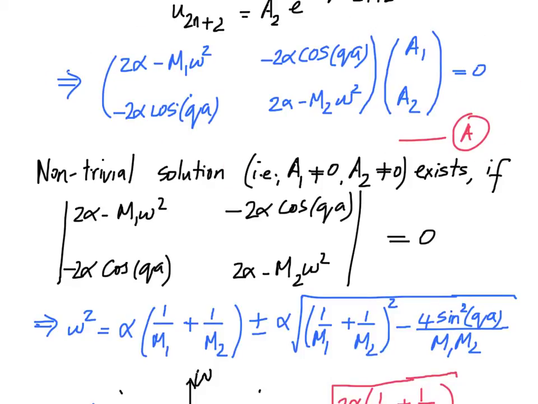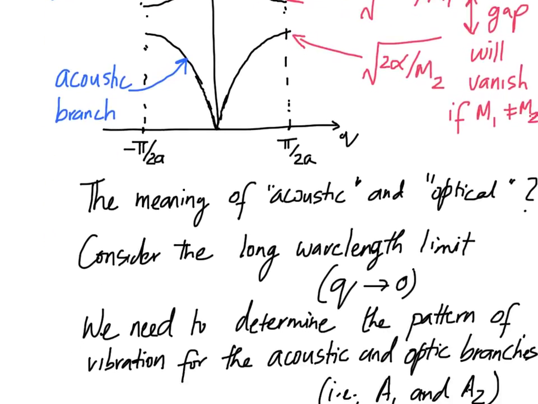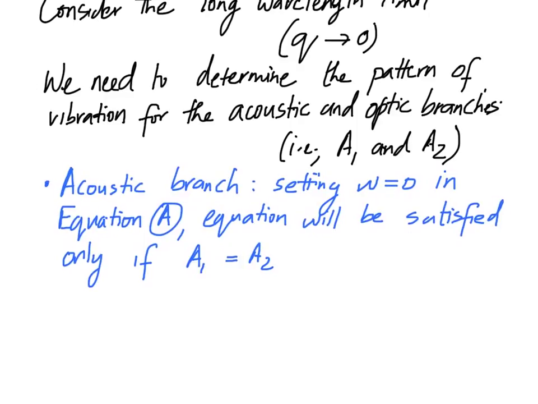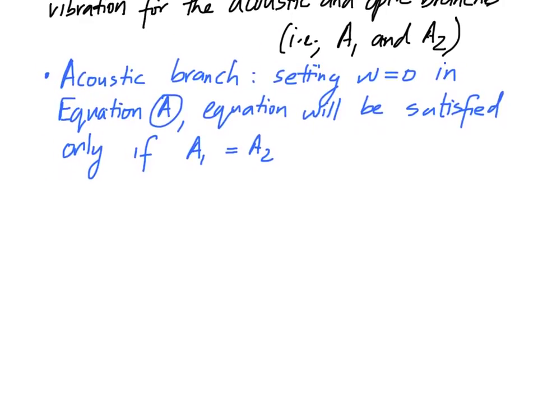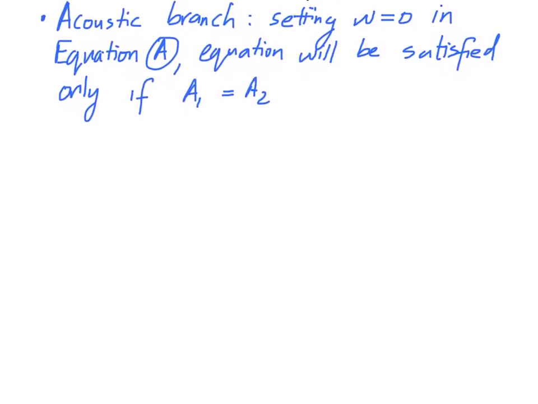So we're going to set q equals 0, so these two terms become 1. And then we're going to set omega to 0 as well. When you expand out this matrix equation, you will find that the two equations that you get can be right only if A1 is equal to A2, which is why we wrote down this equation over here. So for the acoustic branch, setting omega equals 0 in equation A, that particular equation will be satisfied only if A1 equals A2.